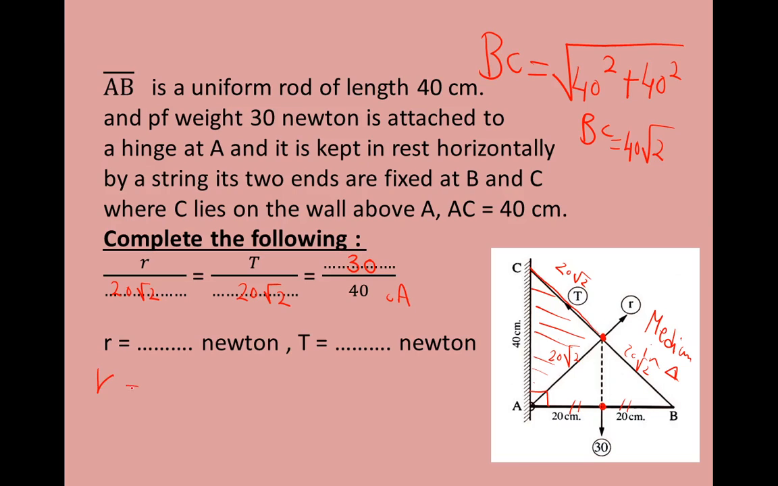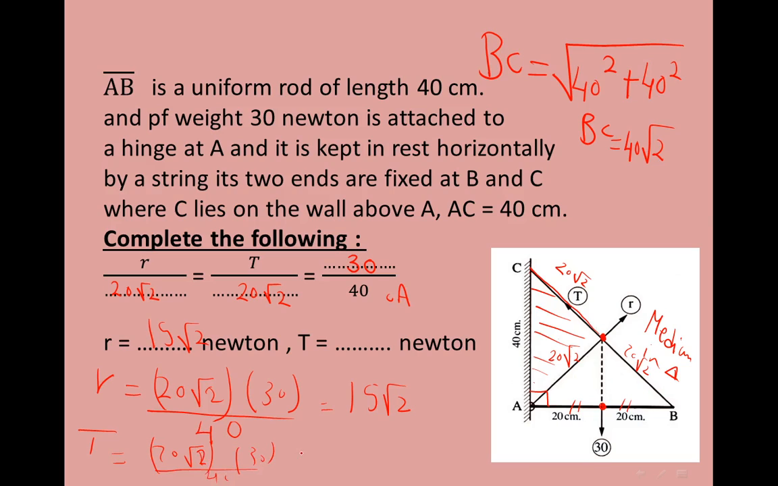Find R, where R equals 20 root 2 multiplied by 30 over 40, which equals 15 root 2. This is the value of the reaction force. Also, the tension force equals 20 root 2 multiplied by 30 over 40 equals 15 root 2.